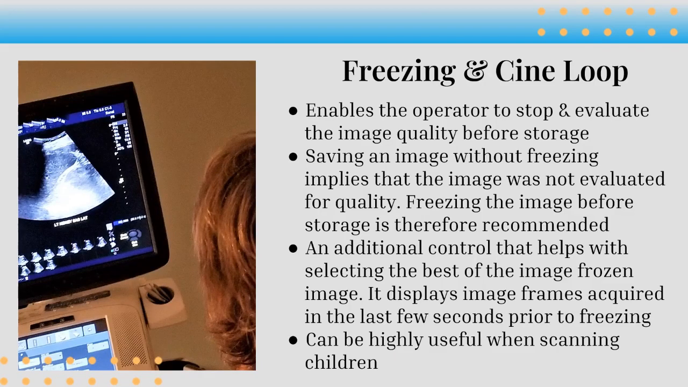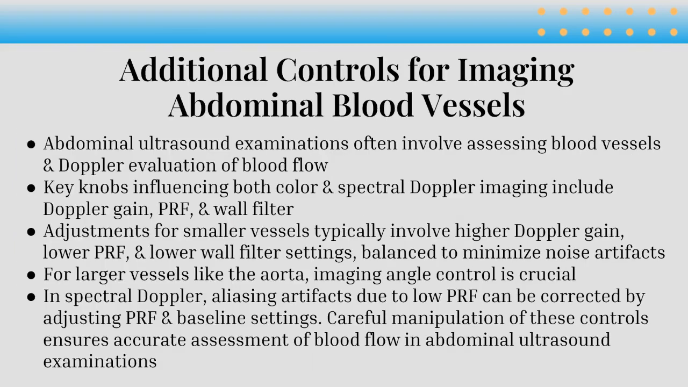Freezing in cine loop enables the operator to stop and evaluate the image quality before storage. Saving an image without freezing implies that the image was not evaluated for quality. Freezing the image before storage is therefore recommended. An additional control helps with selecting the best frozen image. It displays image frames acquired in the last few seconds prior to freezing. It can be highly useful when scanning children.